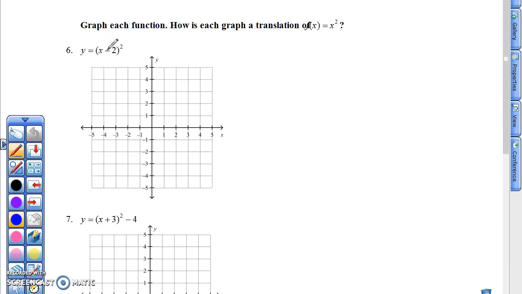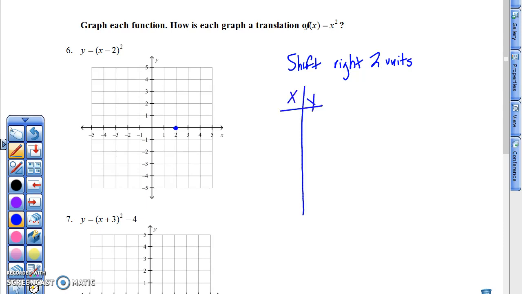If I have x minus 2, and that's occurring inside the argument, inside what's being squared with the x value, that is going to shift right 2 units. So instead of my vertex being at 0, 0, I'm going to go right 2. That's my new vertex. That's how I choose my middle point in my table. And I'm going to find the points around it.